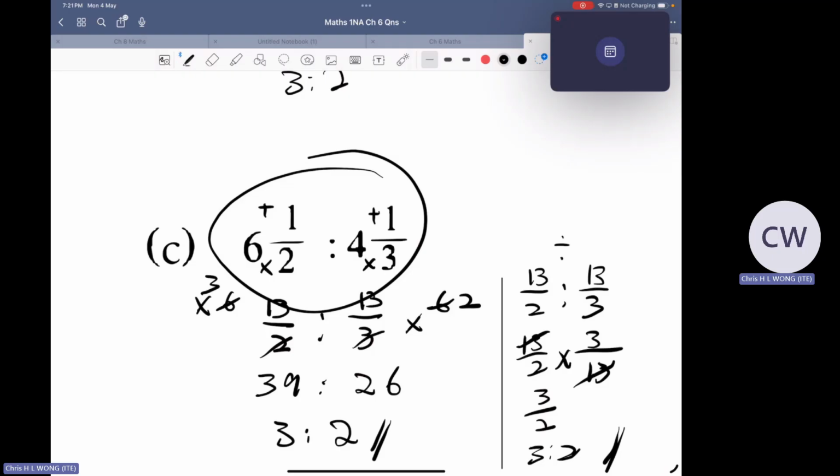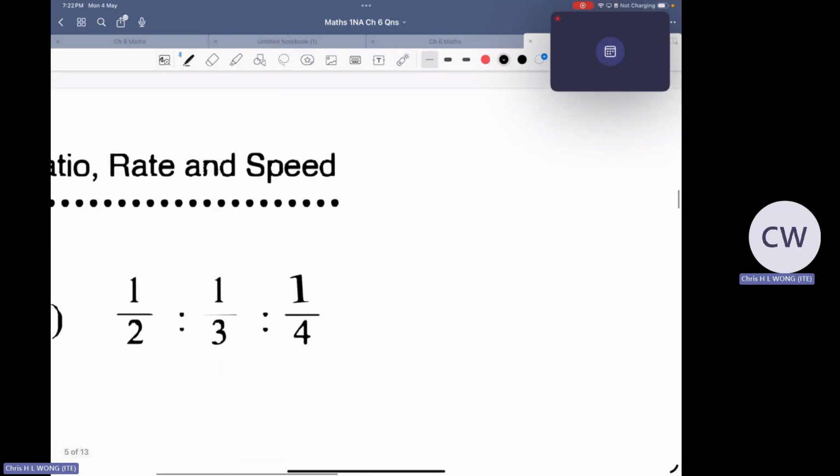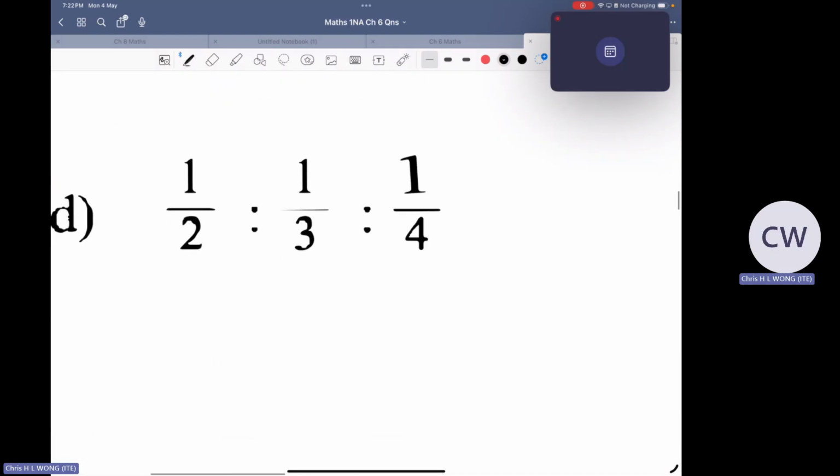Okay, two numbers, and now I'm going to give you three numbers. All right, let's do it. Find the ratio of three numbers. So you must have three, yeah? You cannot have a ratio of three numbers become two numbers. Cannot.